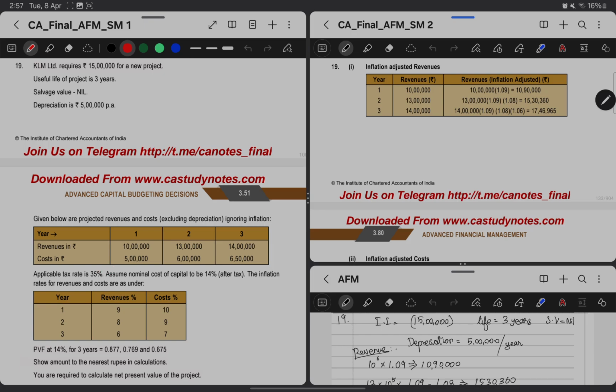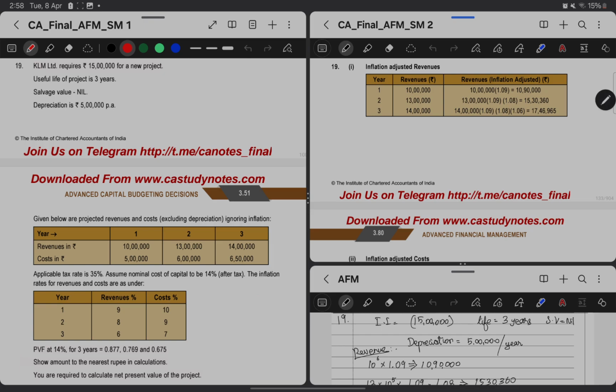Applicable tax rate is given as 35% and assume nominal cost of capital to be 14% after tax. So cost of capital is 14%, which they have told it is nominal. So we have to convert these cash flows into nominal terms and then use this discount rate to arrive at the NPV, and then we will check the feasibility of the project. Even the requirement of the question is about NPV, so we need to convert these cash flows into nominal terms and then find out the NPV.